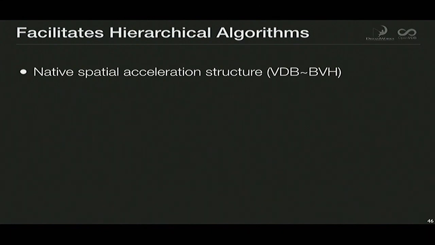So another nice thing about the VDB tree is, I promise you, I won't have much more. I'm almost done with the boring details here. It's a tree, right? So a tree means that we have a built-in acceleration structure, which is very useful for many different things. We call it a BVH, bounding volume hierarchy.